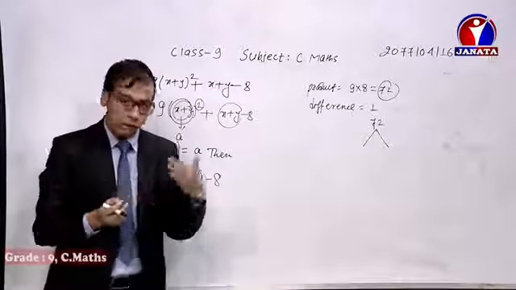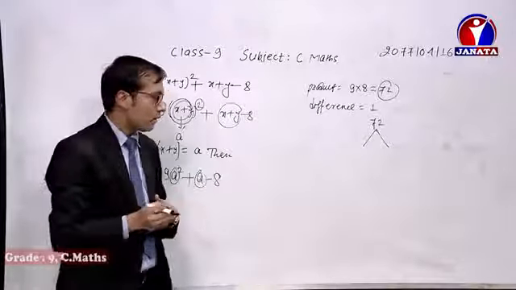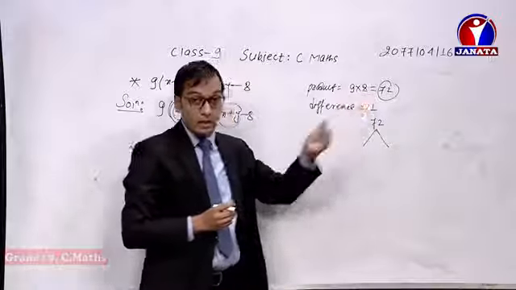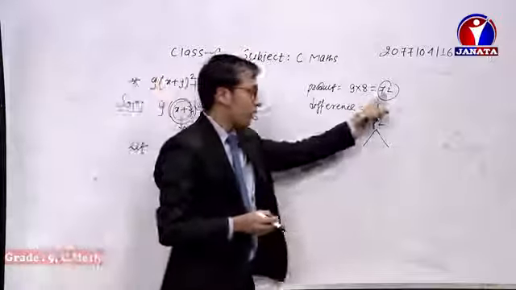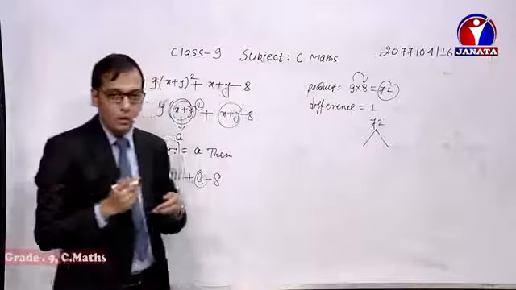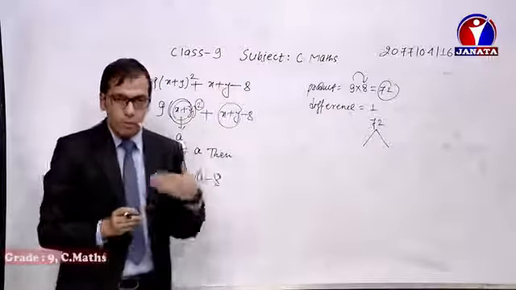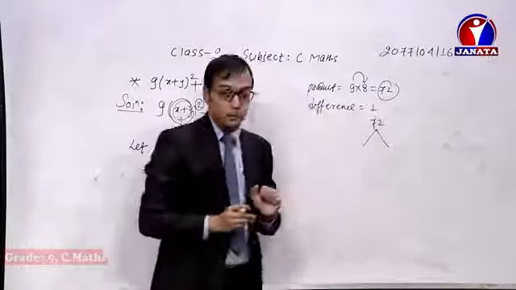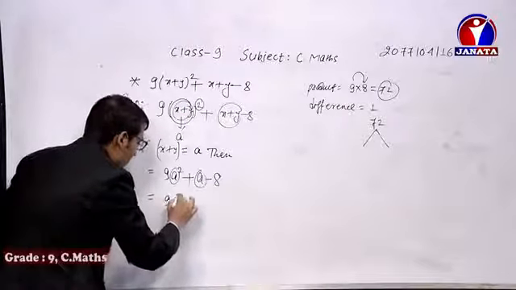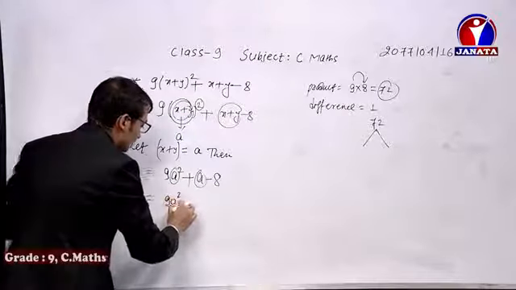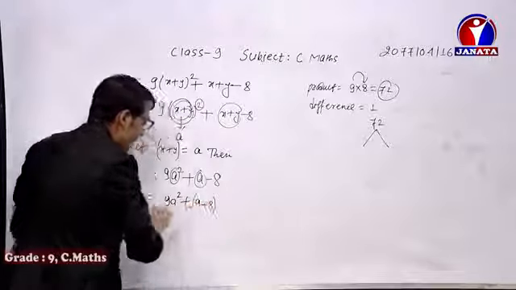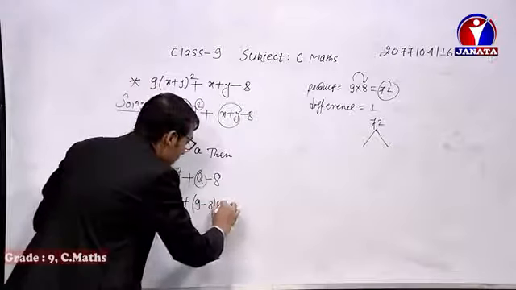So can we factorize? Yes, we can easily factorize this. The two numbers are here itself: 9 times 8. What is 9 multiplied by 8? 72. What is 9 minus 8? 9 minus 8 is 1. So these are the two factors of 72. Let's factorize this. 9a square plus, the two numbers are 9 and 8, so 9 minus 8 times a minus 8.